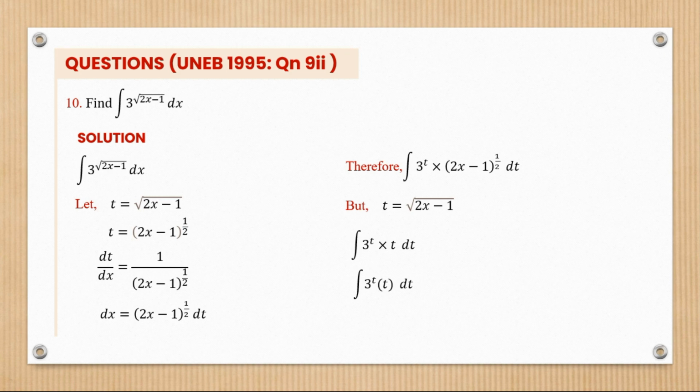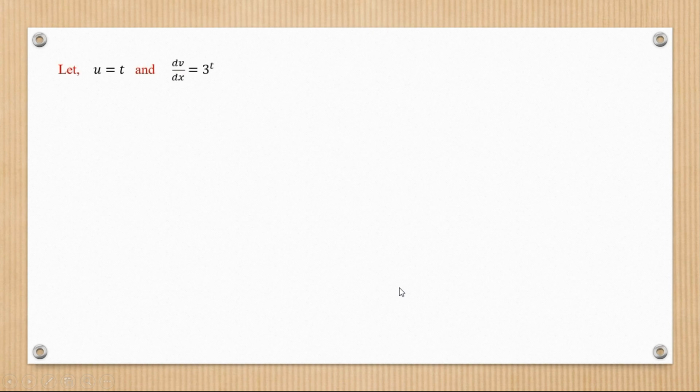Now when we have it in this form, you can clearly see that this will require integration by parts as we continue. So integrating by parts, we're going to let u be equal to t, and we're going to let dv/dt be equal to 3 to the power t. When you differentiate u, we have du/dt being equal to 1, and here to find v, remember we're going to integrate 3 to the power t, of which our v shall be equal to 3 to the power t over ln 3.